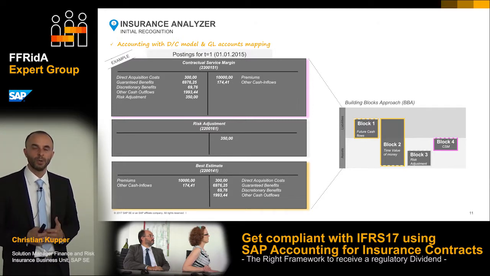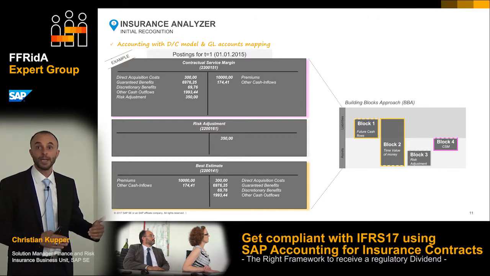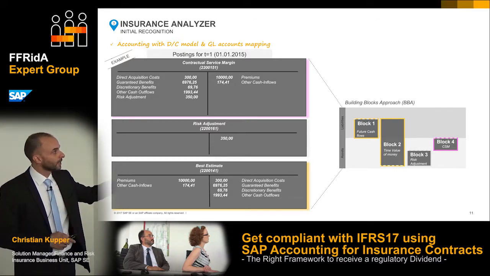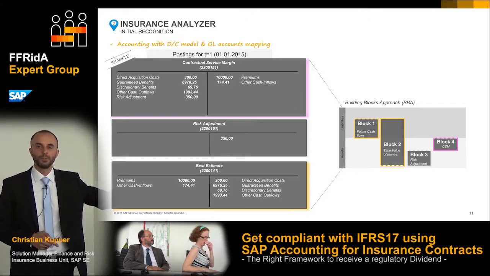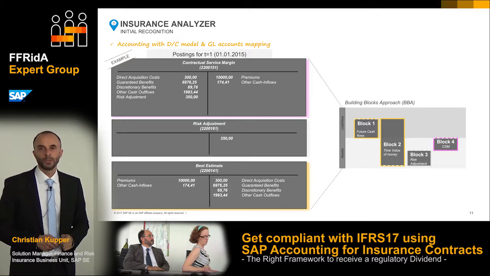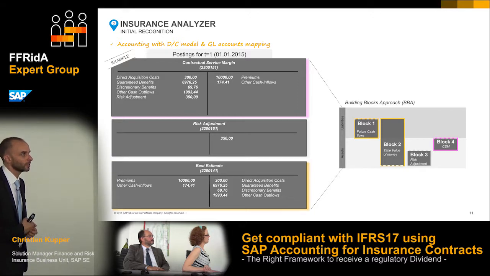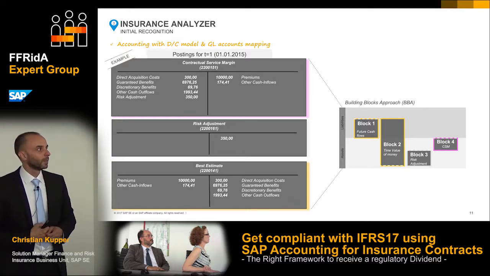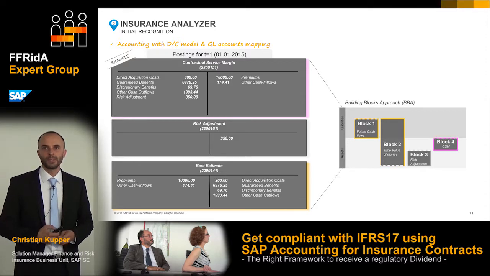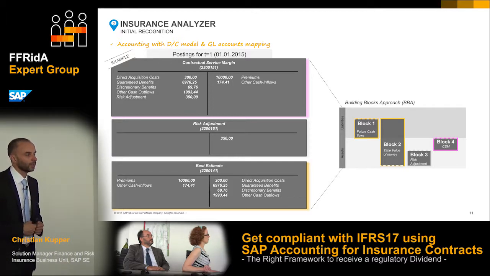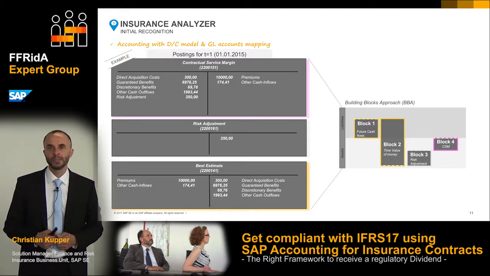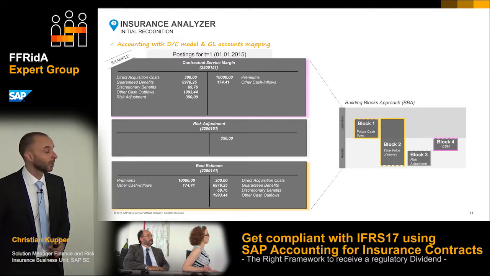All these cash flow components are delivered from the actuarial side and stored in the green layer, and in a first step you take these cash flows. The second step is to discount them with the current interest rate. That can happen in SAP or in the actuarial system. In addition, the actuarial system provides a risk adjustment, and all these components together have to be translated into debit and credit entries to calculate the so-called contractual service margin, the expected contract profit at initial recognition.